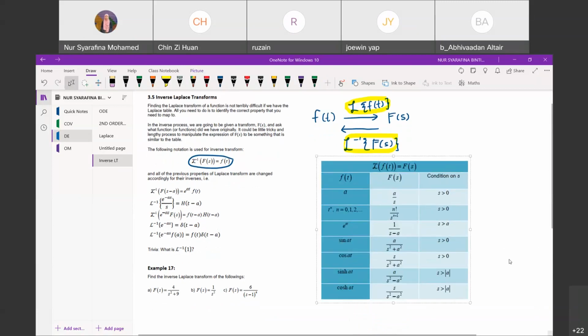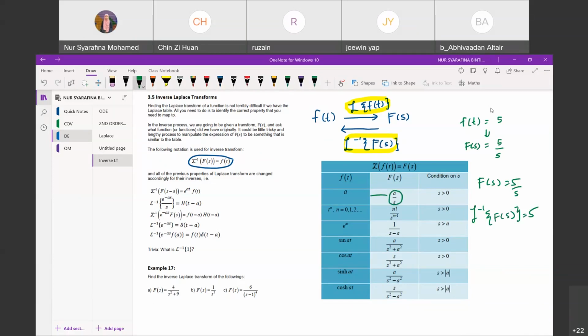Let's say here we have f(t) equals a, then F(s) equals a over s. So let's say f(t) is 5, then F(s) is 5 over s. Now if F(s) is 5 over s, the inverse transform of F(s) is 5. So you want to understand this form first and then reverse the process: instead of f(t) to F(s), now F(s) to f(t).